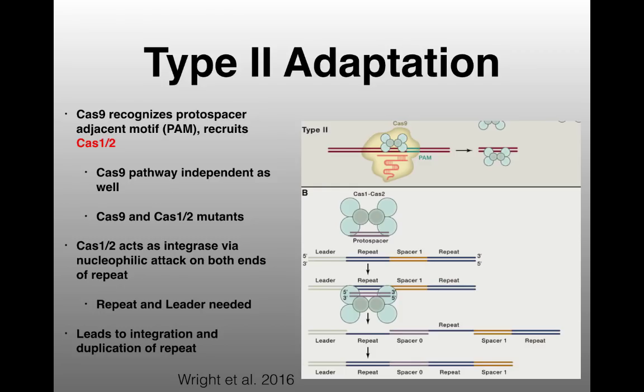How does it happen? Particularly in the type 2 systems. The type 2 are the easy ones, which is why this is what's being used for genome engineering, having to do with Cas9. Adaptation is Cas9 plus Cas1 and Cas2. These are the CRISPR-associated sequences, which will bind to that foreign DNA and put it into your CRISPR array. So this is where you're figuring out what you've been infected by.